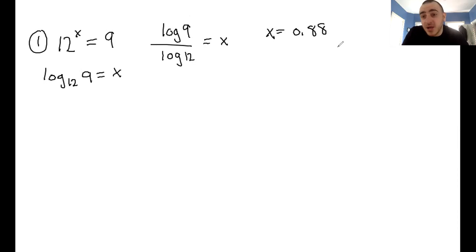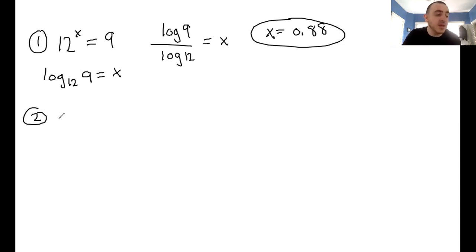That sounds pretty good because you can check your answer with what you know. 9 is less than 12, so you know that the answer should be less than 1, because 12 to the first power is 12, and anything less than that would have an exponent less than 1. So there you go. The second one is going to be a little bit more complicated.